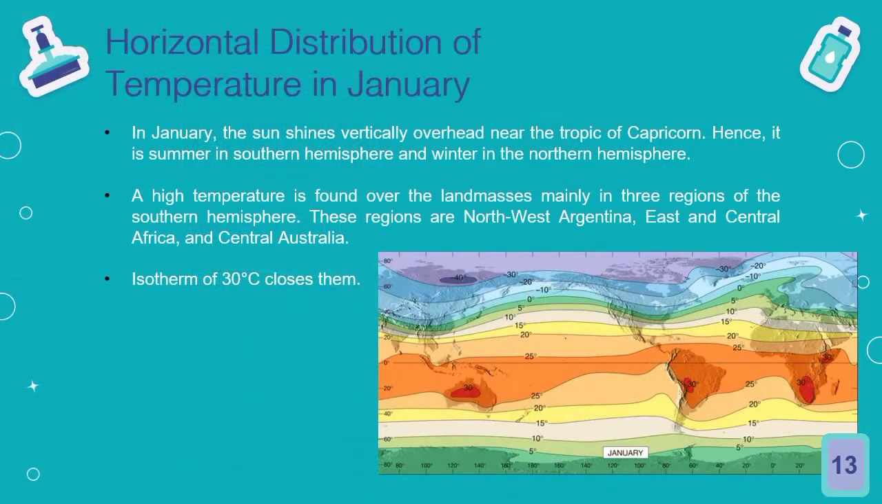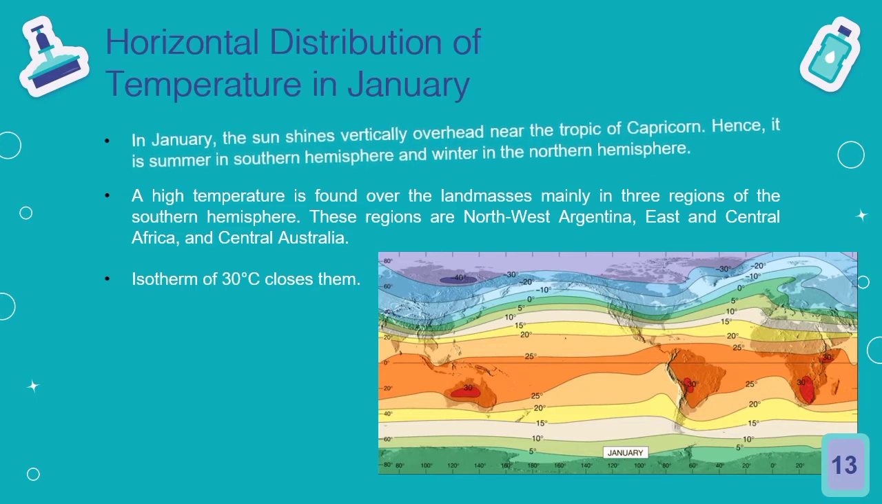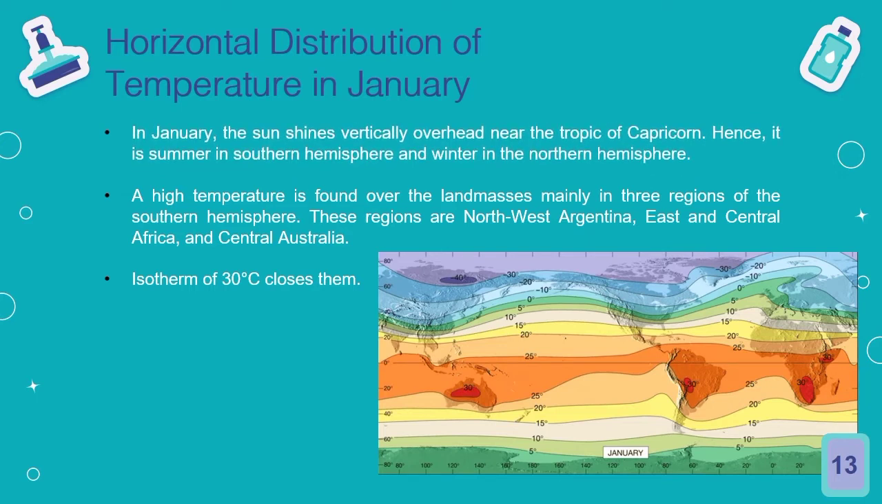So the next slide is the horizontal distribution of temperature in January. In January, the sun shines vertically overhead near the Tropic of Capricorn. Hence, it is summer in the southern hemisphere and winter in the northern hemisphere. A high temperature is found over the land masses, mainly in three regions of the southern hemisphere. These regions are northwest Argentina, east and central Africa, and central Australia. An isotherm of 30 degrees Celsius closes them.